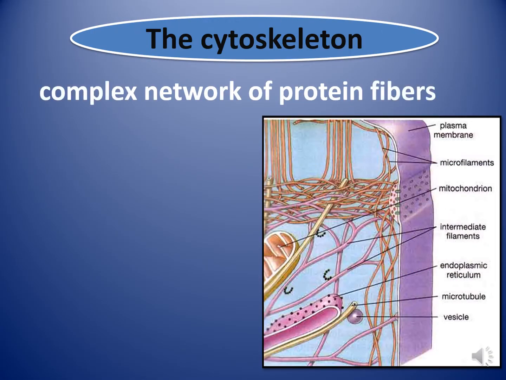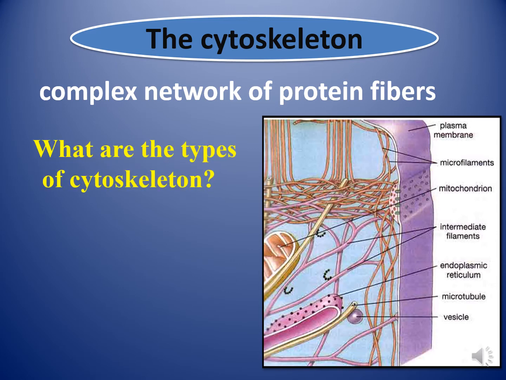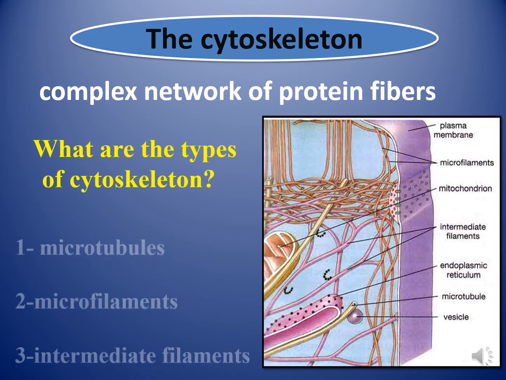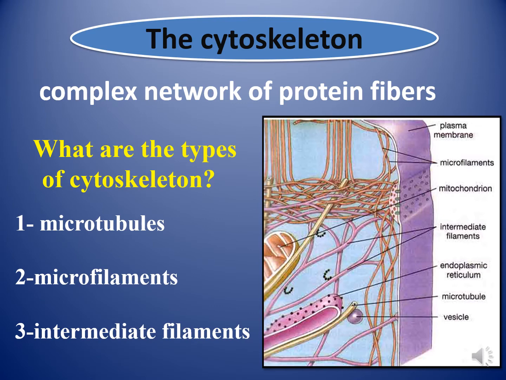The cytoskeleton is a complex network of protein fibers. إذن السيتوسكيلتون هو عبارة عن شبكة من الألياف البروتينية. There are three types of cytoskeleton. These are microtubules, microfilaments, and intermediate filaments.